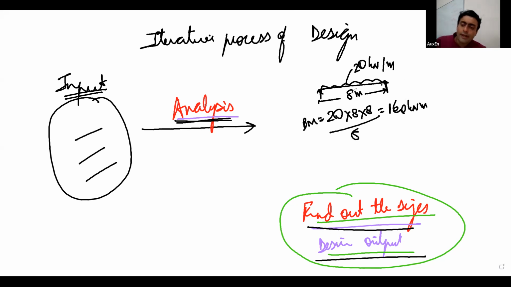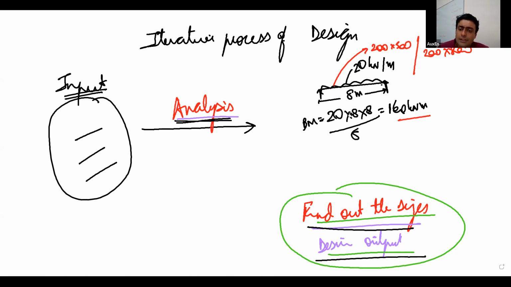So does this bending moment depend on the size of the beam? For example, if this size was 200 by 500 and then I change this size to 200 by 800, will the bending moment change? No. Why will it not change? Because this system is a statically determinate system. Okay, this does not have any redundancy, so the bending moments don't change.